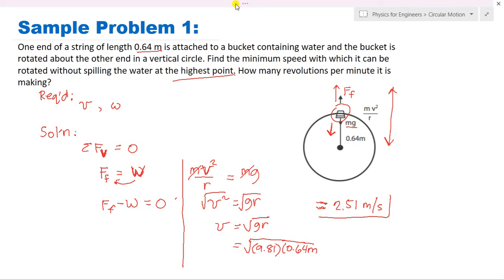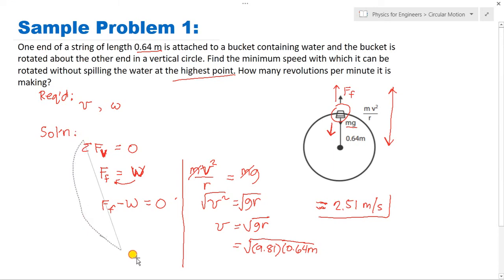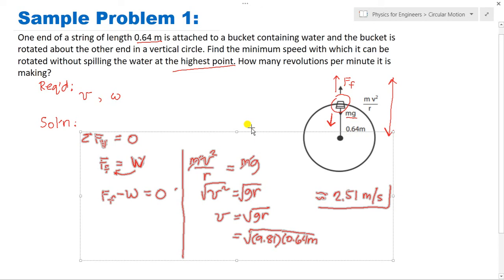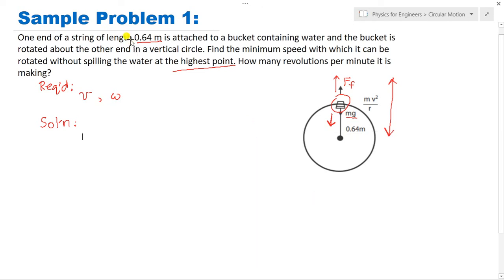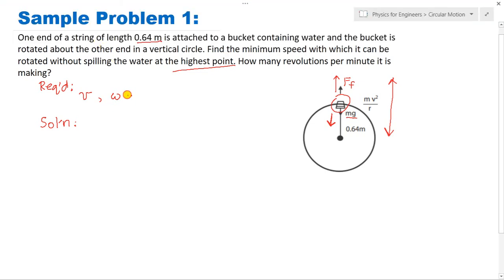So let's try to solve the other requirement. For the next requirement, you are tasked to solve for the angular velocity. Because it says the measurement of angular velocity is in revolutions per minute.